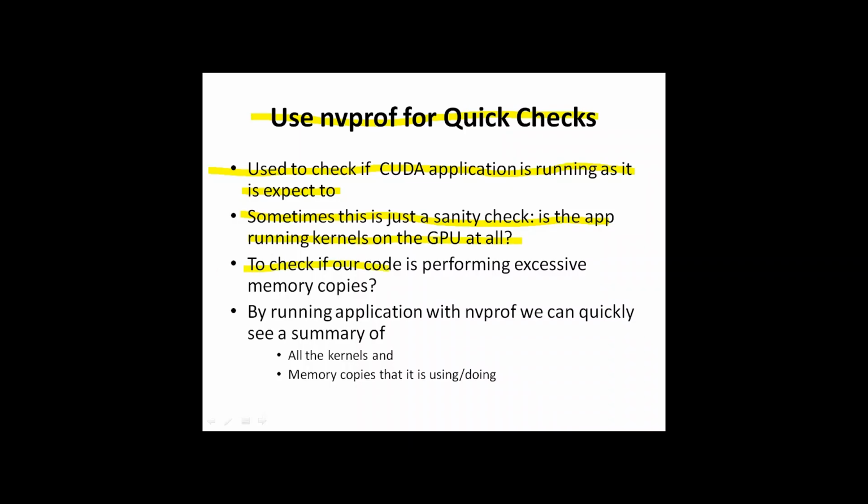Now, also to check if our code is performing excessive memory copies. So by running the application with NVProf, we can quickly see a summary of all the kernels and memory copies that it is doing. So we can see our kernel execution timing or profiling, and also the profiling of memory copies like D2H or H2D transfers or API calls.